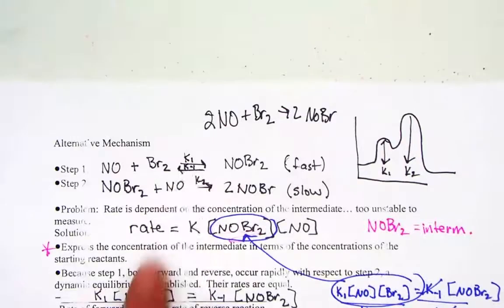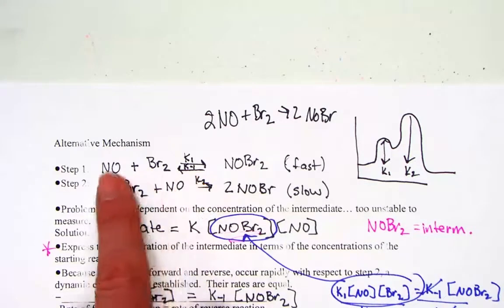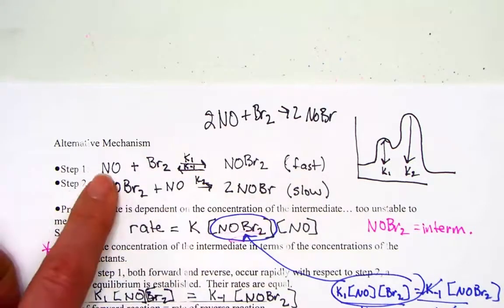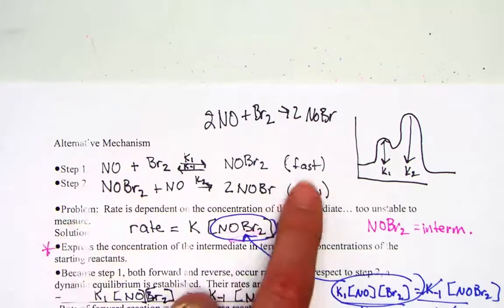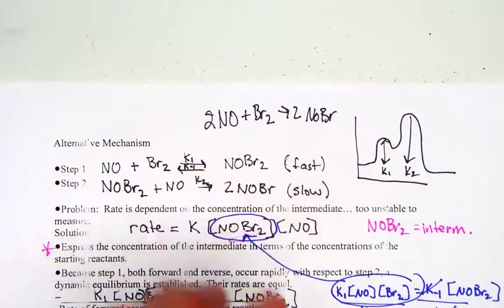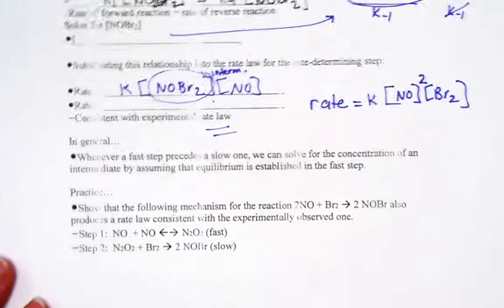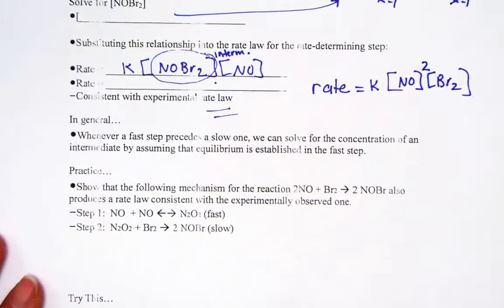In other words, just think of this as an equal sign. Forward and reverse are an equal value. I write the rate law for the forward, set it equal to the rate law for the reverse, pulling out the NOBr2 intermediate and seeing what it's equal to. Let's take a peek at a next example.